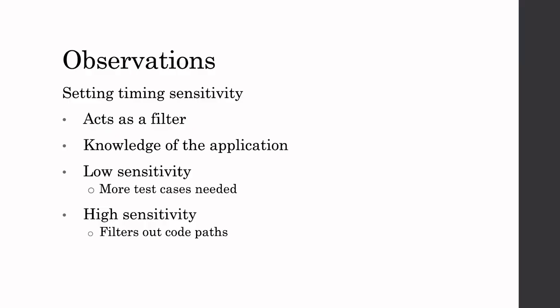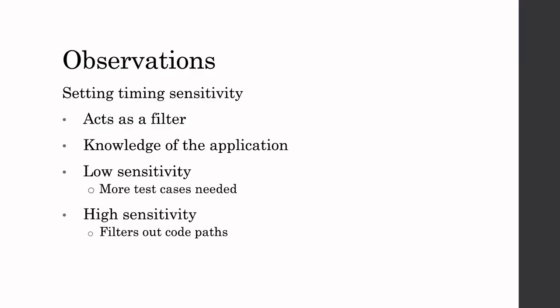Now, from the previous slide, you might be wondering, if there's still false positives and timing sensitivity is supposed to filter out these false positives, how do I know what to set the timing sensitivity to? Well, this is where knowledge of the application can come in a bit handy. If you know your code paths might be taking a bit more time to run through, you can set the timing sensitivity a bit higher. And if you can time out your application, you can figure out how long these code paths are taking. It becomes a lot easier to figure out, okay, well, my time sensitivity should be X because the code paths are going to be taking Y amount of time.